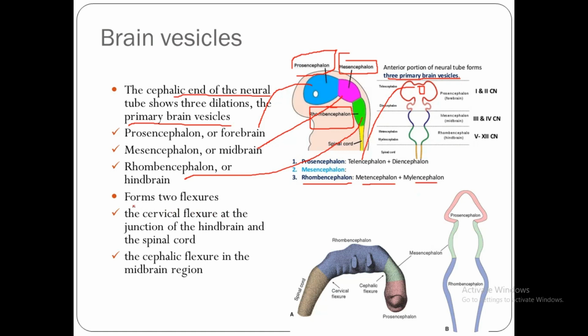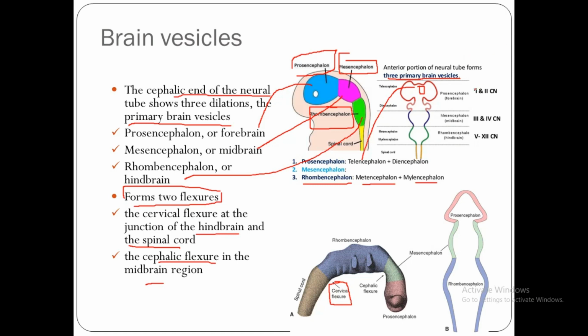Now, when these vesicles are appearing, you see the folds or the flexures are also appearing. We have two major flexures forming here in the brain vesicles. The cervical flexure is a fold that is appearing between the rhombencephalon and spinal cord, or we can say between hindbrain and spinal cord. The cephalic flexure is in the midbrain or the mesencephalon. Now we will talk later on about what are the derivatives of metencephalon and diencephalon.